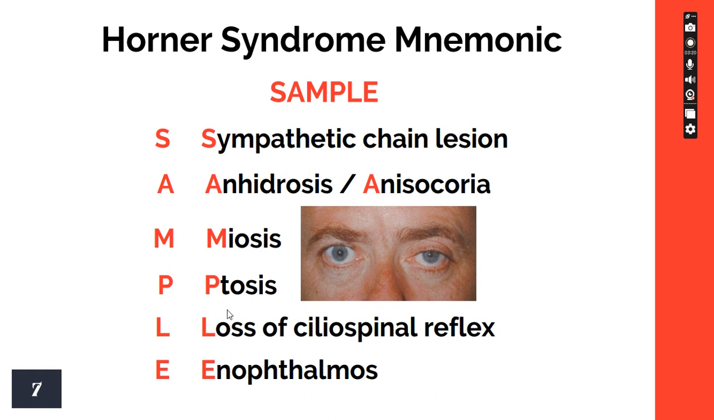Okay, so it's pseudo enophthalmos, partial ptosis, miosis, loss of ciliospinal reflex, anhidrosis, anisocoria, and sympathetic chain lesion. SAMPLE.